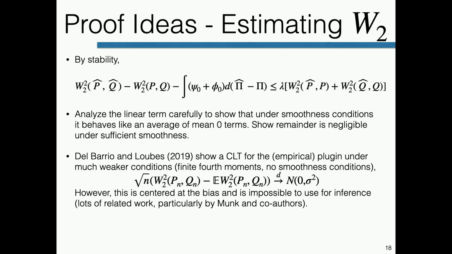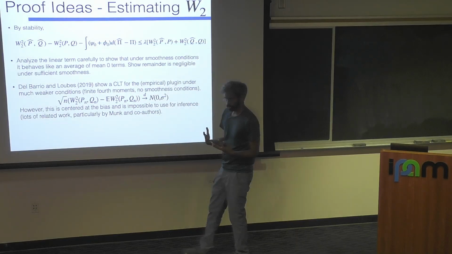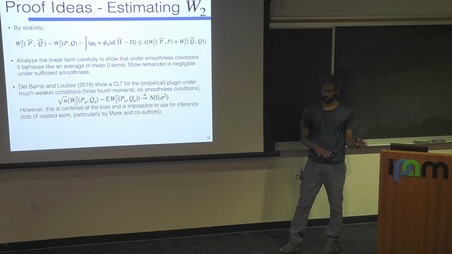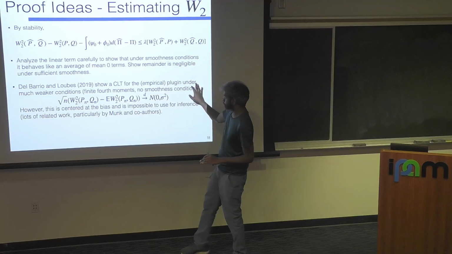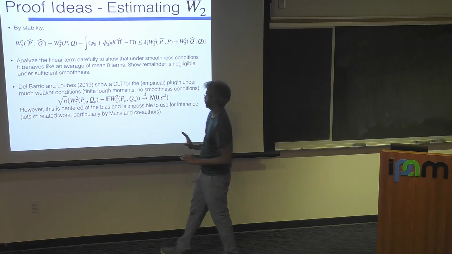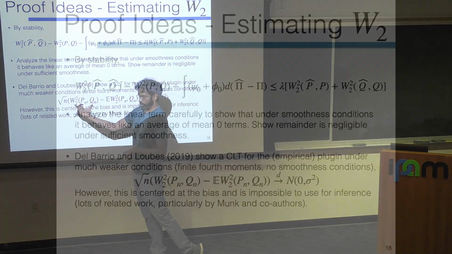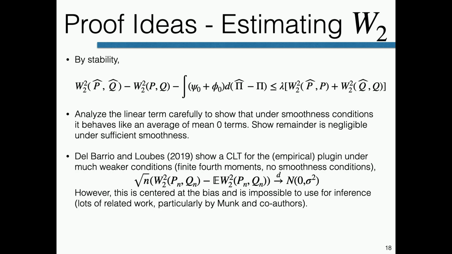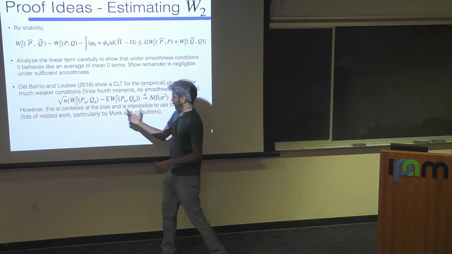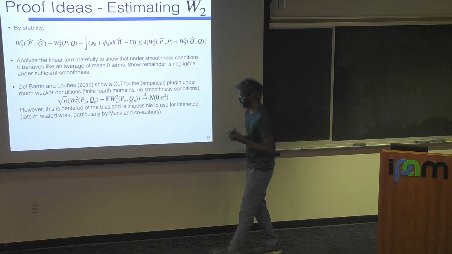Okay, and let me also point out that there is some sense in which CLTs for the Wasserstein distance have been known in far more generality for much longer. And so under much weaker conditions, so just say finite fourth moment, you don't need any smoothness, it is the case that the empirical Wasserstein distance does satisfy a CLT. You can think of this as the plug-in estimate of the Wasserstein distance satisfying a CLT, but it's centered around its bias. So what this is saying is that if you ignore the bias, it is always the case that the variance is somehow of order 1/n.